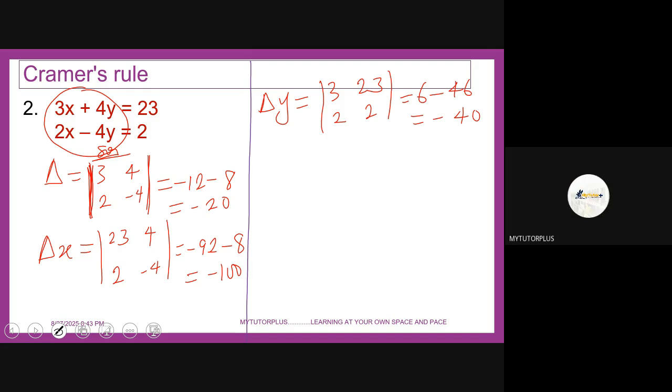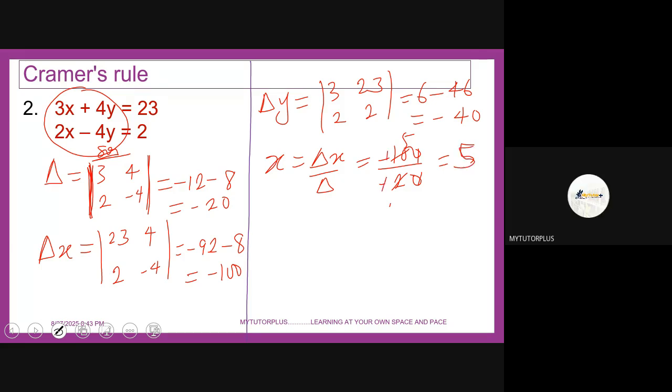Then from this now, we can get the value of x. x is going to be delta x divided by delta. What's our delta x in this place? That is minus 100 divided by delta. What's our delta? Minus 20, right? The zeros go. 2 in 10 will give us 5. That would be 5, right?